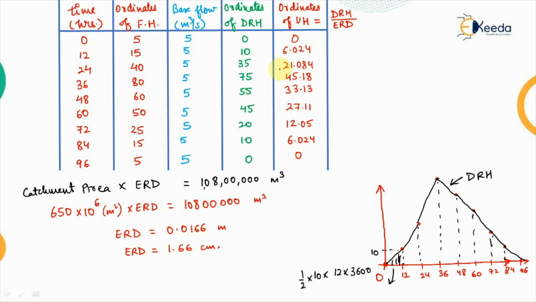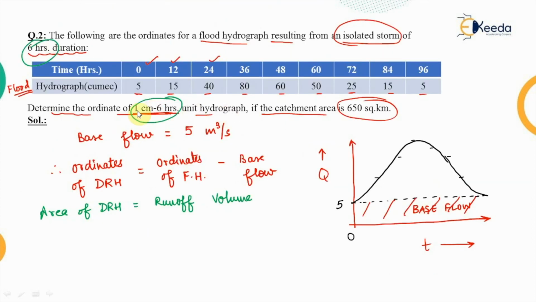So these are the ordinates of the unit hydrograph for the given duration of the storm, that is 6 hours, corresponding to the given catchment area, which was asked in the problem: to determine the ordinates of the 1 centimeter and 6 hours unit hydrograph.